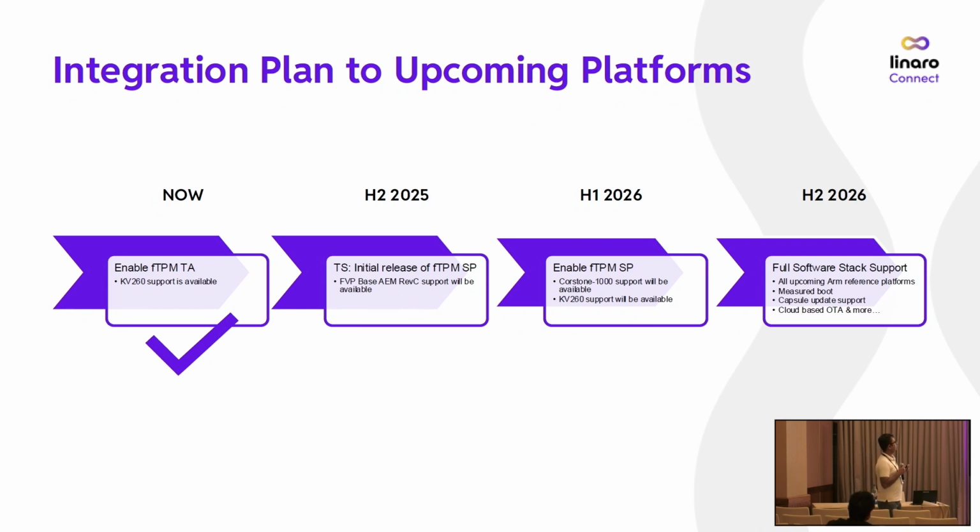That would support base AEM FVP. And sometime in the first half of 2026, we'll have fTPM SP enabled in Cassini for both Corstone-1000 and KV260 platforms. And finally, by the second half of 2026, we should have fTPM SP support for all upcoming Arm reference platforms, and also support for measured boot and capsule update and a few more.